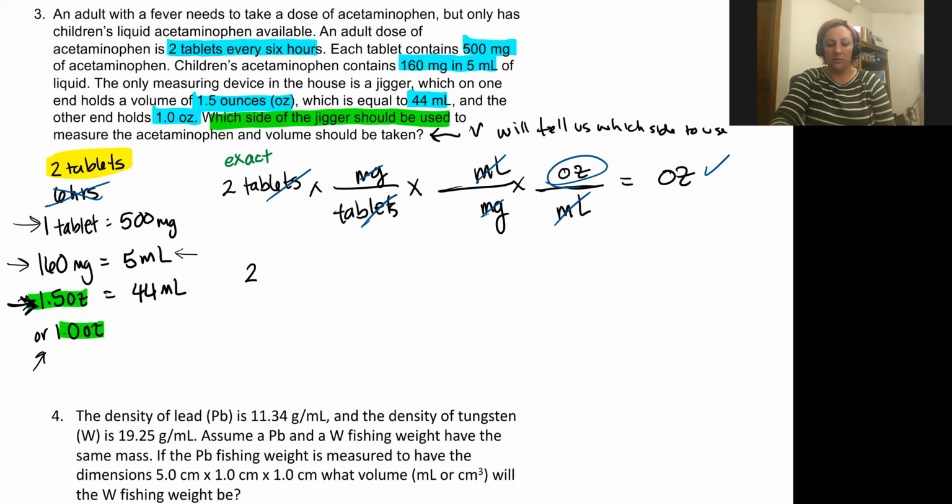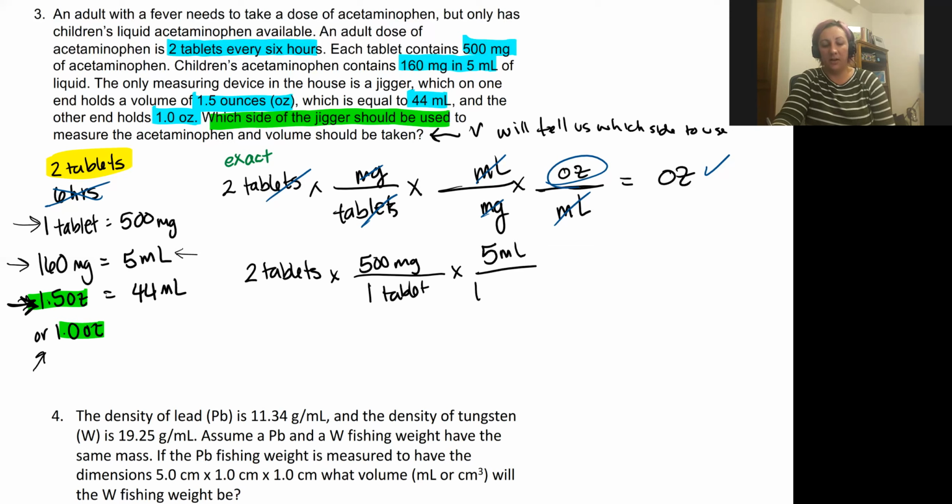I've got 2 tablets. I'm going to multiply that by my 500 milligrams for every 1 tablet. And then I have 5 milliliters of children's medication. I have 160 milligrams. And I have 1.5 ounces to every 44 milliliters. Okay, what does that equal?